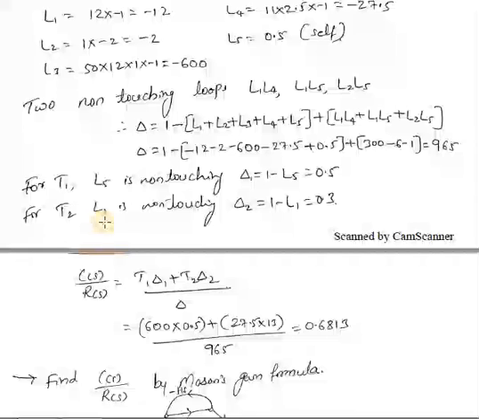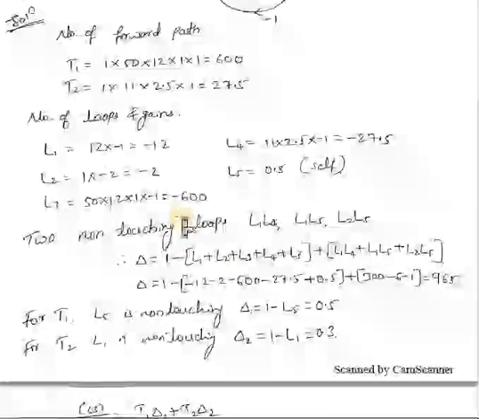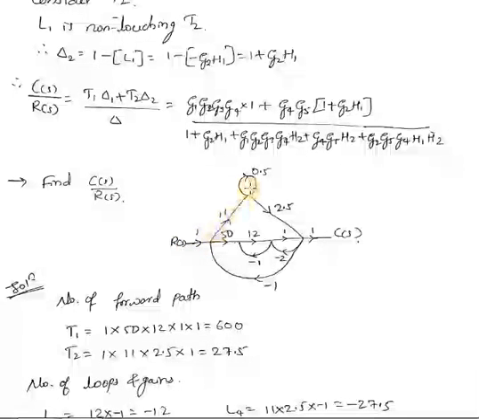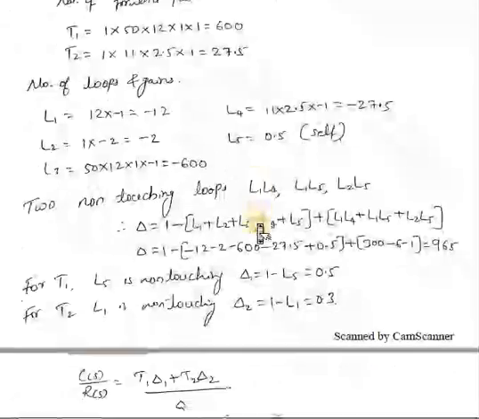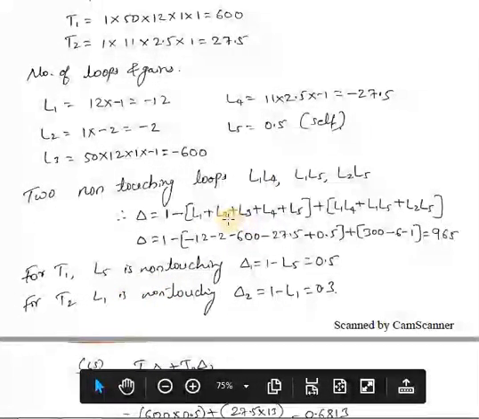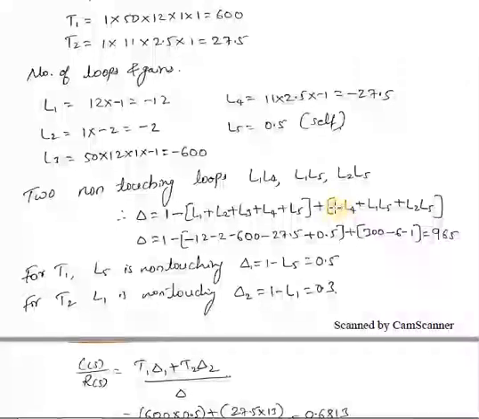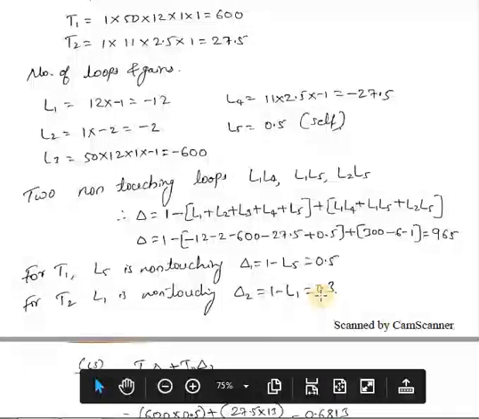Similarly for T2, L1 is non-touching, that is your T2 is starting from this R, 1, 11, 2.5 and 1. So your L1 is here, so only L1 doesn't have any common node on the forward path, but remaining all the loops are sharing a common node, so we can eliminate remaining terms except L1 in the delta equation. So we are left with delta 2 equal to 1 minus L1. So here we cannot eliminate only L1. Once L1 becomes 0, this product will also become 0. Therefore only this L1 is remaining. So 1 minus L1 is the delta 2, whose value is 0.3.